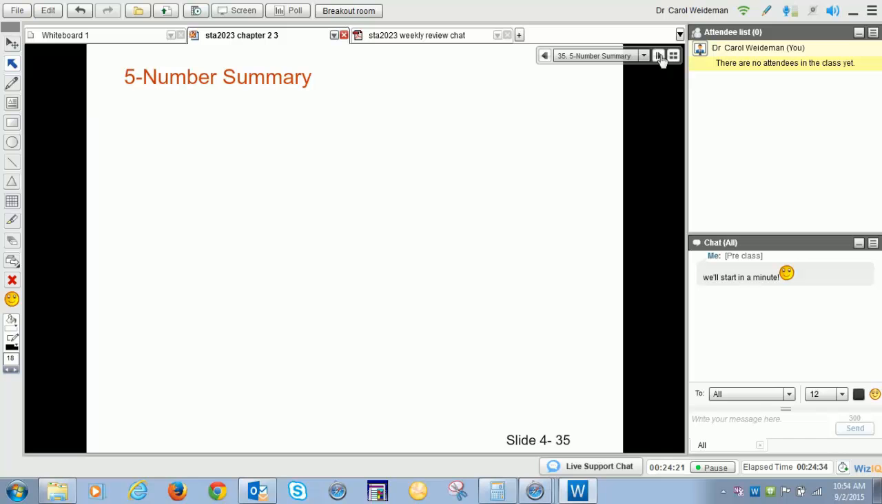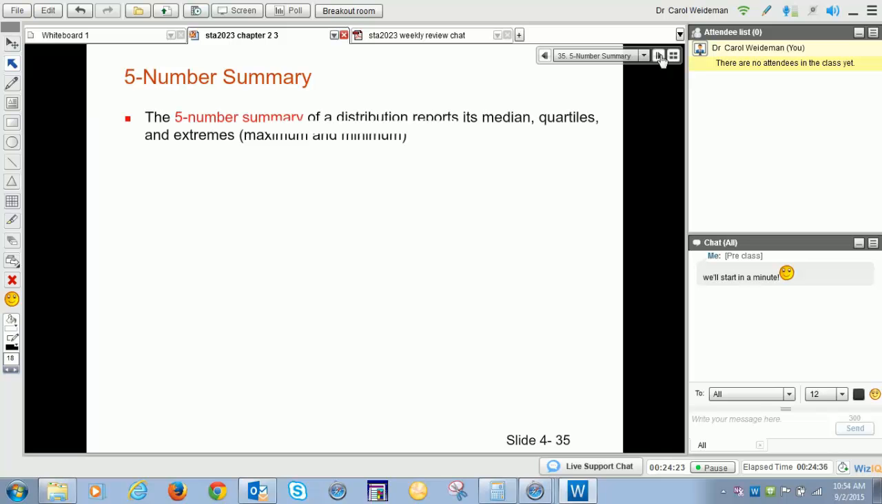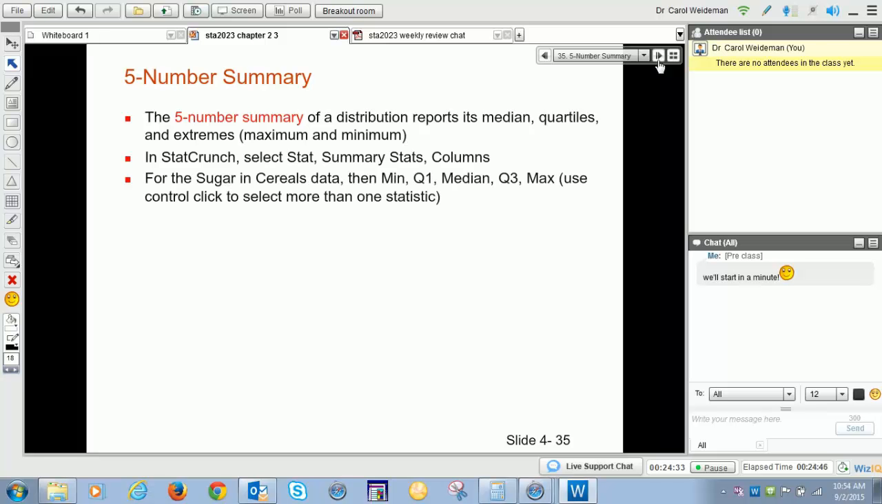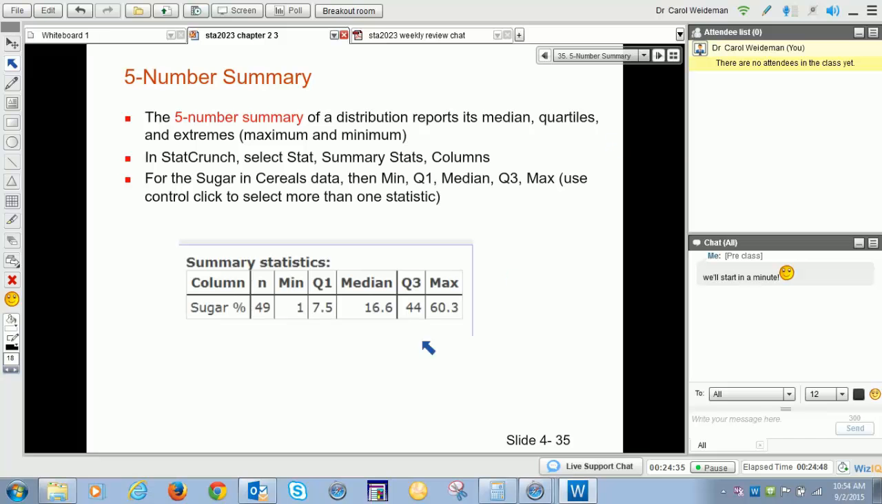Okay, the 5-number summary is a nice way to summarize your data, and it uses the min, the max, the median, the quartiles, and the extremes. And in StatCrunch, I showed you an example before in the serial data. Remember, we had the 5-number summary. So here's the minimum, here's Q1, here's the median, here's Q3, and here's the maximum.